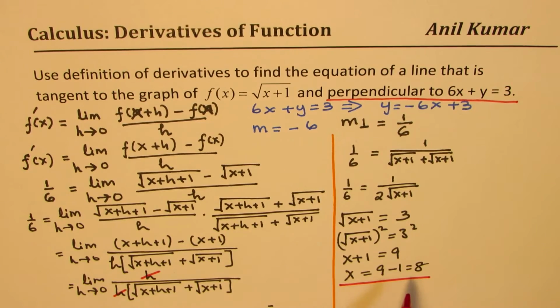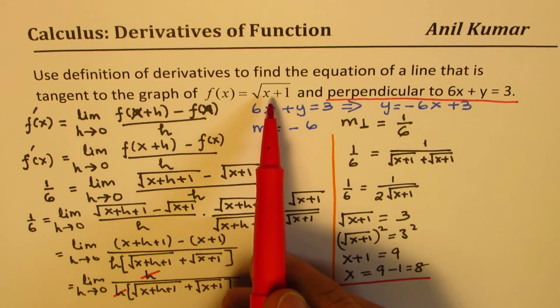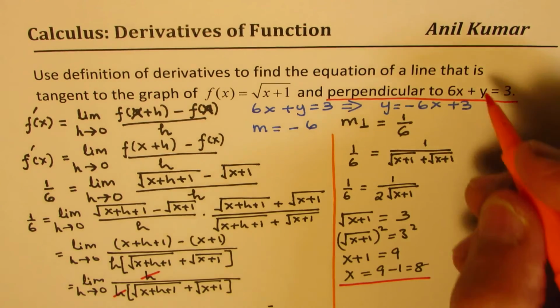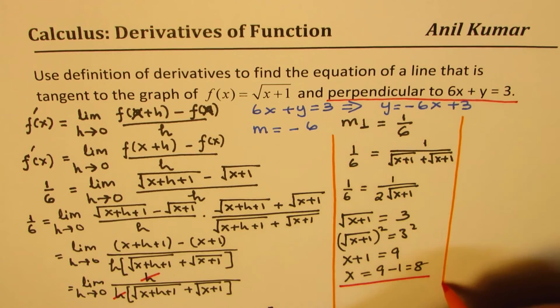So at x equals to 8, the slope of the tangent line on this particular curve will be 1 over 6, which is perpendicular to the given line. Is that clear to you? Correct? So we got the x value.